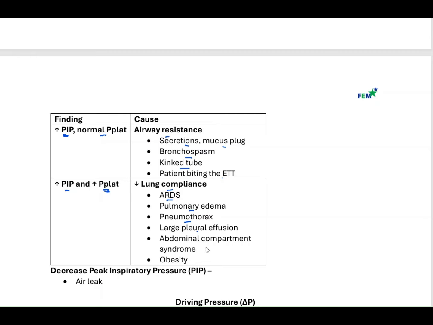Or if somebody has abdominal compartment syndrome, right? In abdominal compartment syndrome, that prevents the diaphragm from moving down. Because of that, we will not be able to create that negative intrathoracic pressure to facilitate inspiration. So that will also increase your plateau pressure. Or if somebody is obese, remember that obesity could cause extrathoracic restrictive pathology. So it could cause a restrictive pathology because of the obesity.